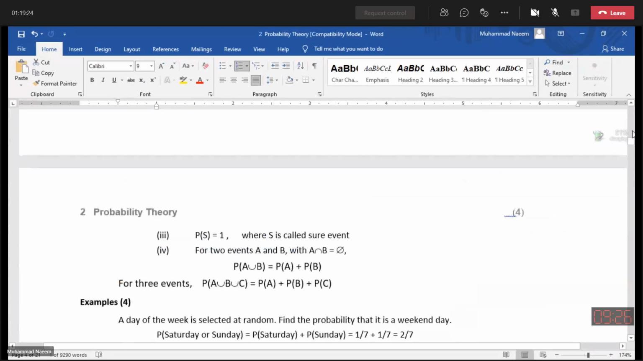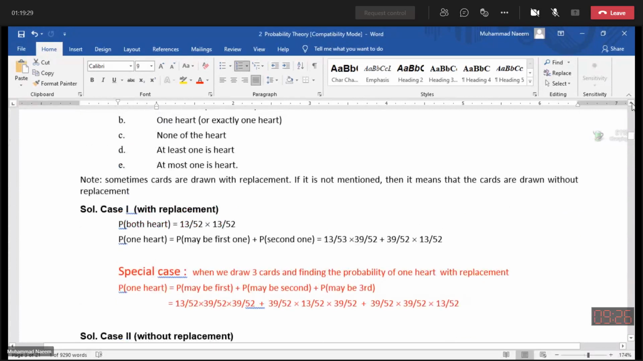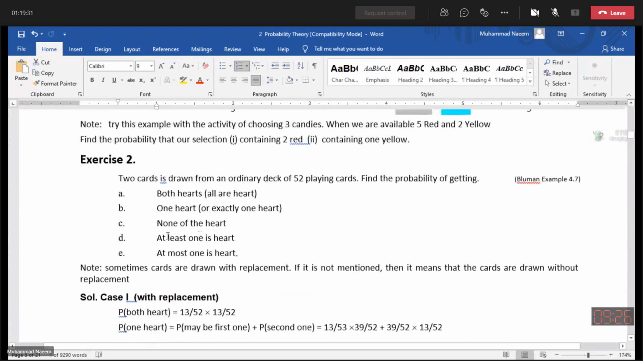Okay, sometimes we have a situation to find the probability of drawing two cards. In the previous example, we discussed that we draw a single card, which is either a diamond or a face card or a king. Now we are drawing two cards. Two cards are drawn out of 52 playing cards.